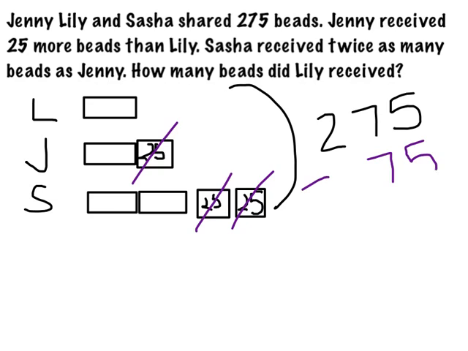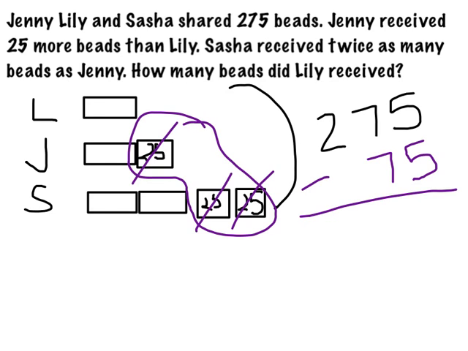So I'm going to take away 75. The reason I'm doing take away 75 is because I have 3 groups of 25. And if I add those up, they give me 75. So 275 take away 75 is 200. So now I have 1, 2, 3, 4 boxes that add up to 200.